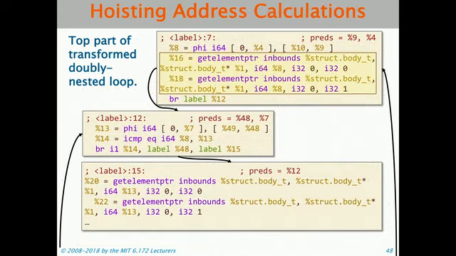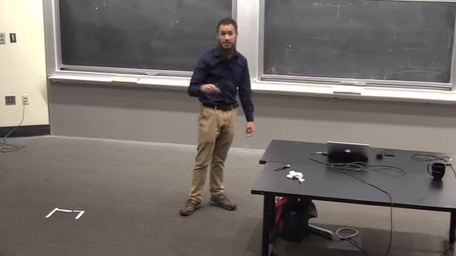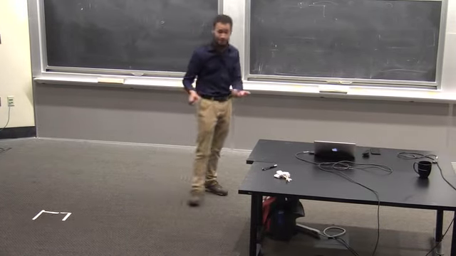And once you hoist them out, you end up with a transformed loop that looks something like this. What we have is the same outer loop control at the very top, but now we're doing some address calculations there, and we no longer have those address calculations on the inside. And as a result, those hoisted calculations are performed just once per iteration of the outer loop, rather than once per iteration of the inner loop. And so those instructions are run far fewer times, and you get to save a lot of running time.